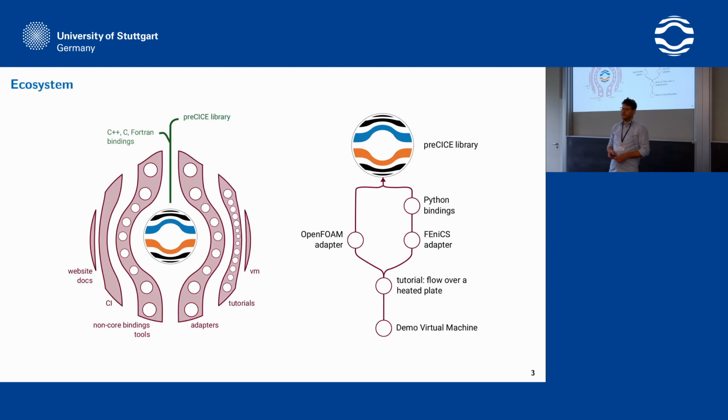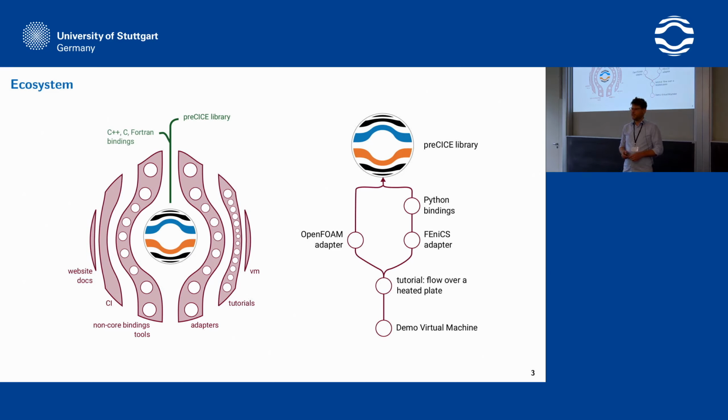So in the title there's already this word ecosystem. Maybe just as a recap, what do we mean by ecosystem? The ecosystem is all the different software packages and repositories that are around preCICE. There are 2 visualizations that we use a lot. One is preCICE in the middle, and then we have this onion. We have different layers of other software packages that depend on preCICE, for example the adapters and the tutorials. Each circle here is a different repository, right?